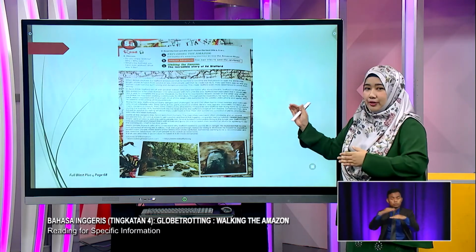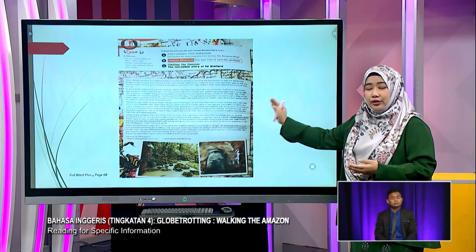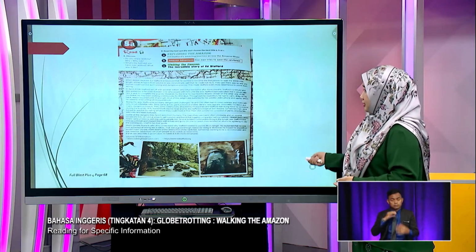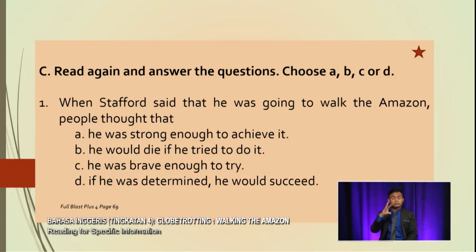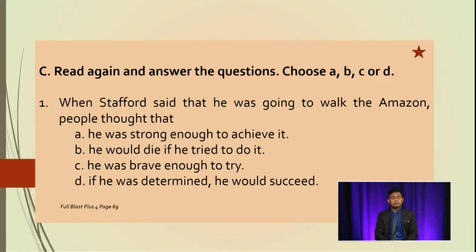Okay, so again, like what I said before, we are going to refer to page 68 for the text and page 69 for the questions. Okay, this is activity C found in page 69. So viewers at home, let's do the questions together and you can refer to both page 68 and 69. Okay, this is task C. The instruction reads, read again. So you have to read the text again and answer the questions. You could choose either A, B, C, or D. So this is question number 1.